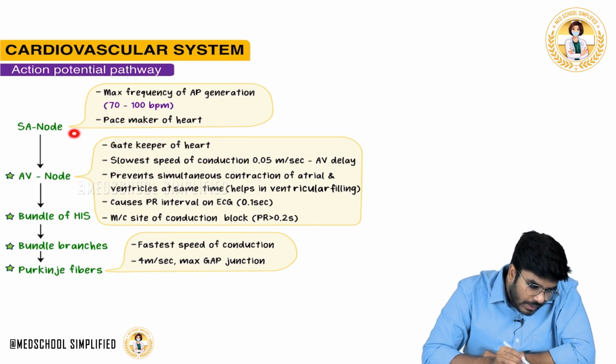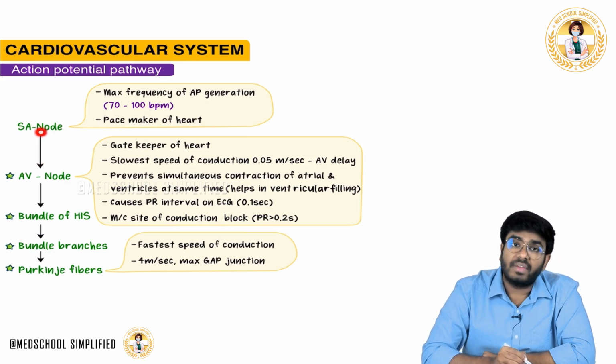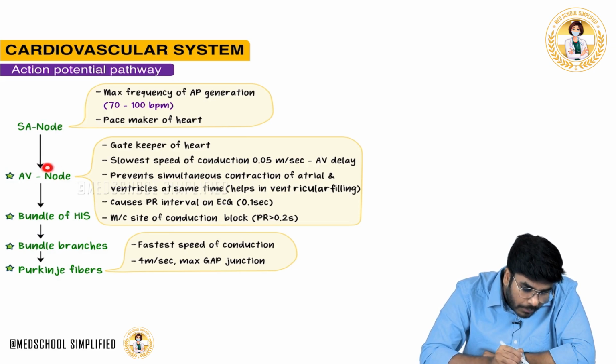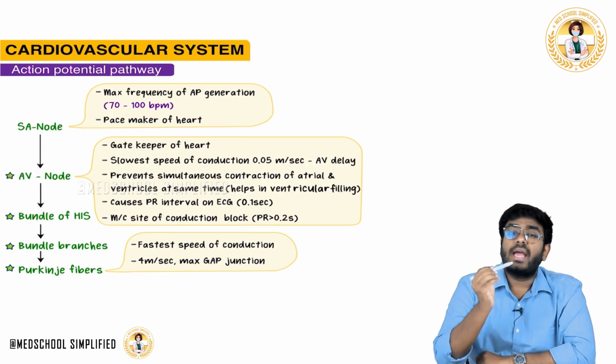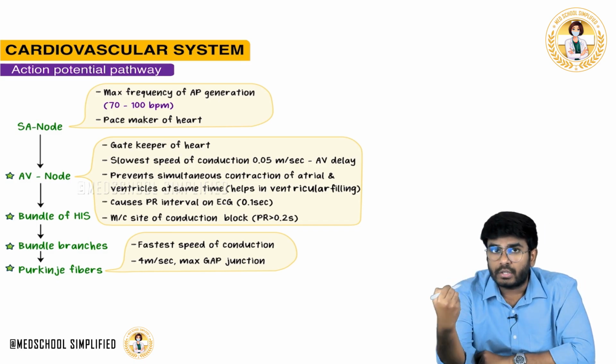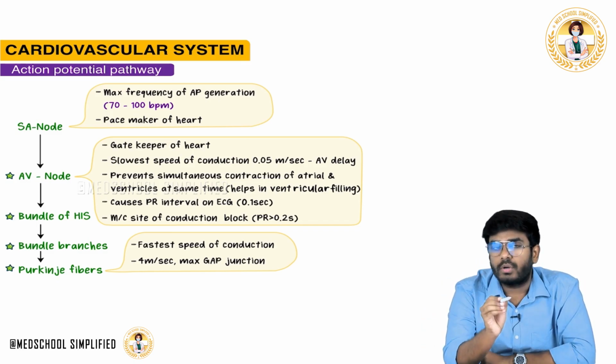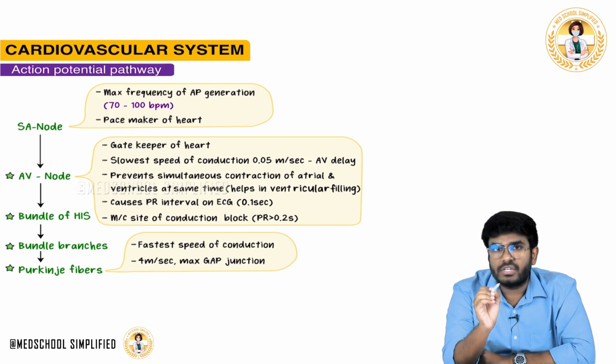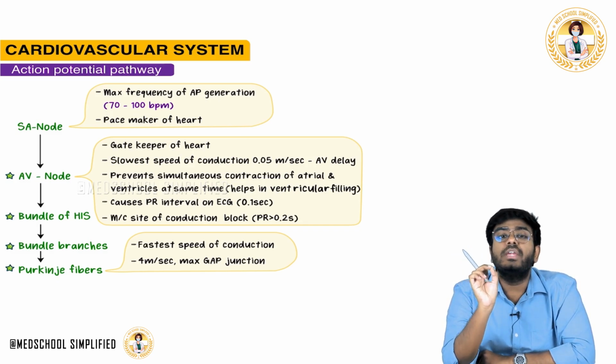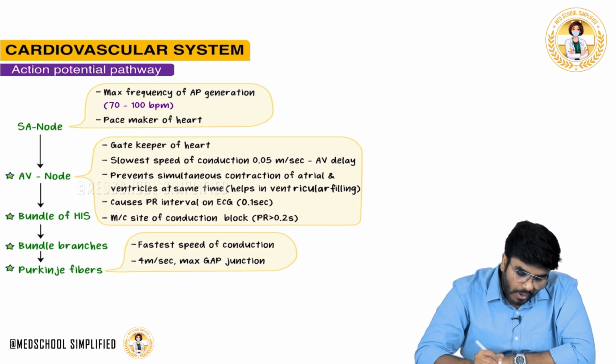Because all the impulses, all the action potentials coming from the SA node have to come to the AV node before they enter the ventricles. So before entering the ventricle, the action potential has to come to the AV node. And in the AV node, this electrical impulse is going to stop and wait there for 0.1 second.